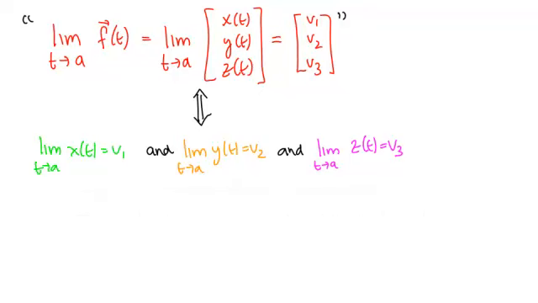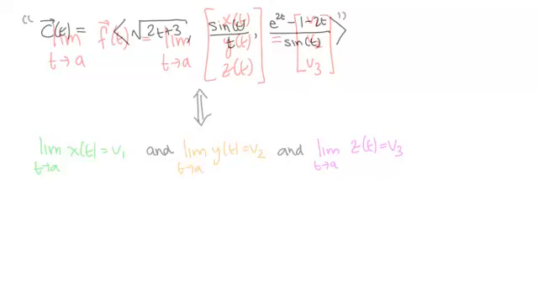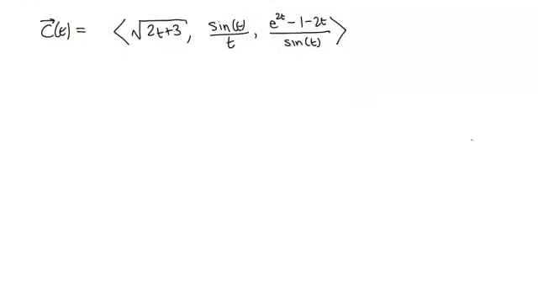Let's try this out on the example we just looked at. Let's reconsider the vector-valued function: square root of 2t plus 3, comma, sine t over t, comma, e to the 2t minus 1 minus 2t over sine of t. Now let's take a look at a particular limit, the limit as t tends to 0. According to our definition, this just means we take the limit component-wise.